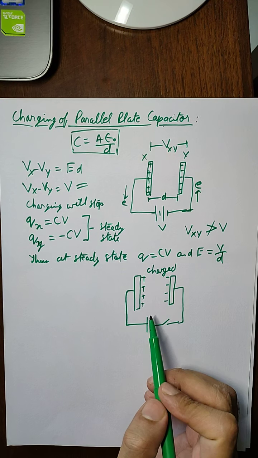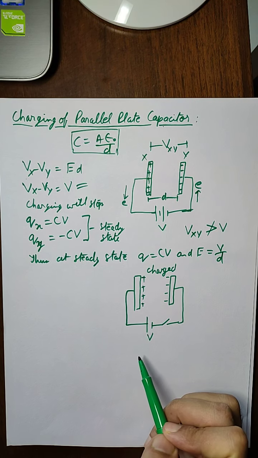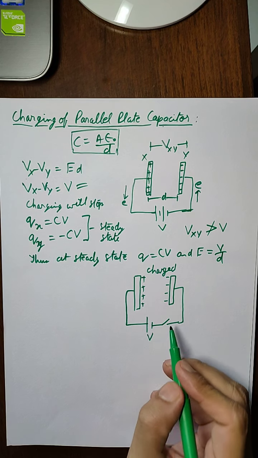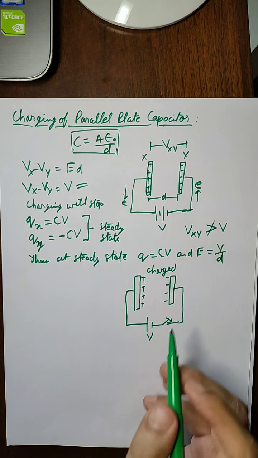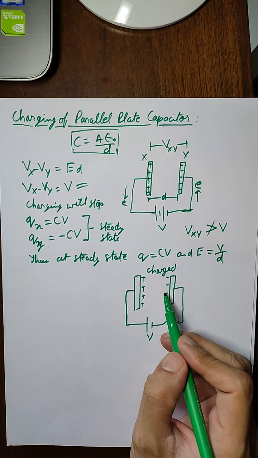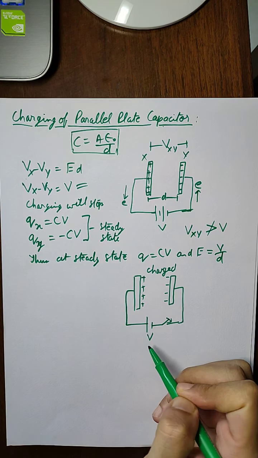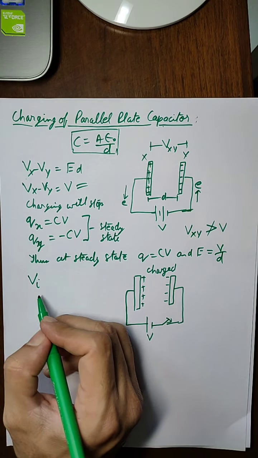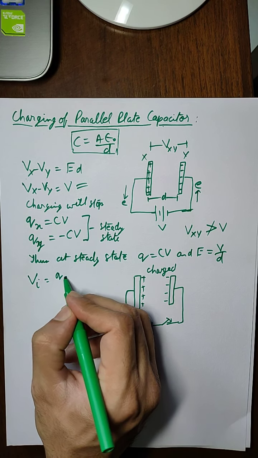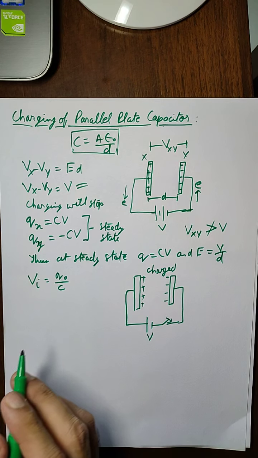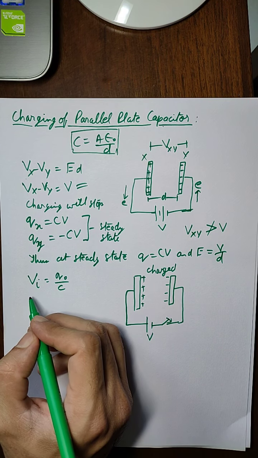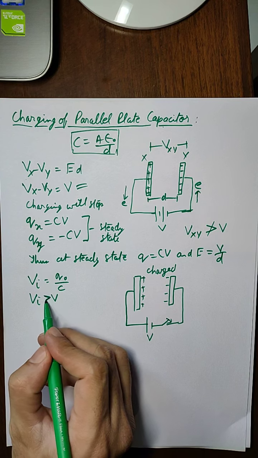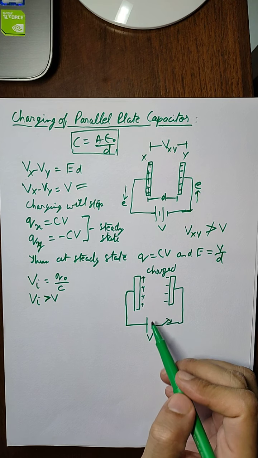Now if this capacitor is connected to the battery, then the battery will try to maintain a constant potential difference between the plates, equal to its own potential. So as soon as we close the switch, the charges will start flowing and the final potential difference between the two plates will be equal to V. Let us say that before closing the switch, the initial potential was Q0/C. Let us take a special case when the initial potential between the two plates was greater than V.